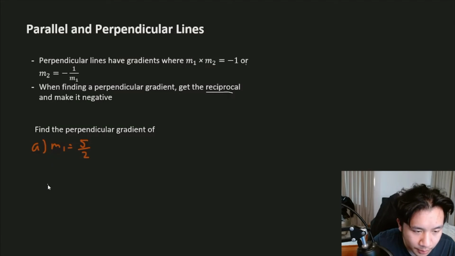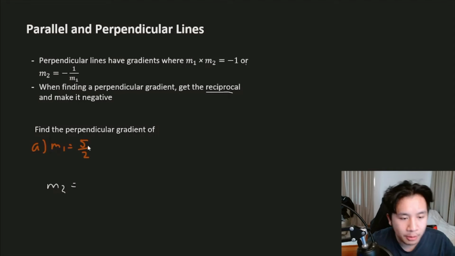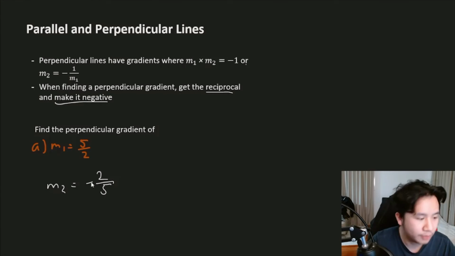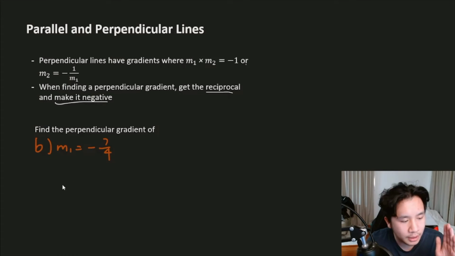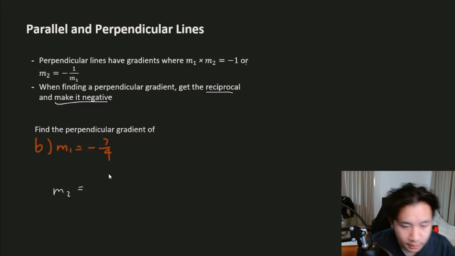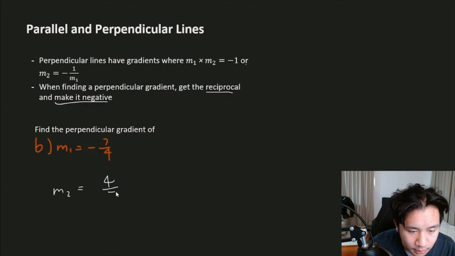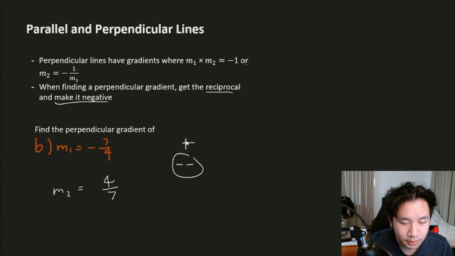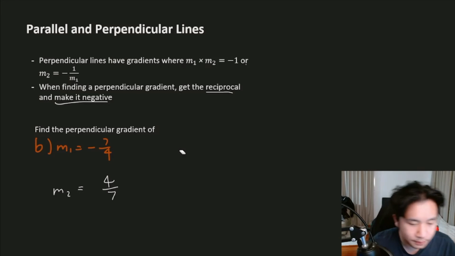So when I'm finding the perpendicular gradient, I'm going to write m2. I'm going to flip 5 over 2, so that would be 2 over 5. And if you look at the second step, it says to make it negative. So you just put a negative in front of it. Now let's say we had this gradient, m1 equals minus 7 over 4. I'm going to write m2 here. Same thing, you want to flip this, and then you want to make it negative. Since there's a negative here already, and two negatives make a positive, I can just leave it like that, 4 over 7. And that's the perpendicular gradient.